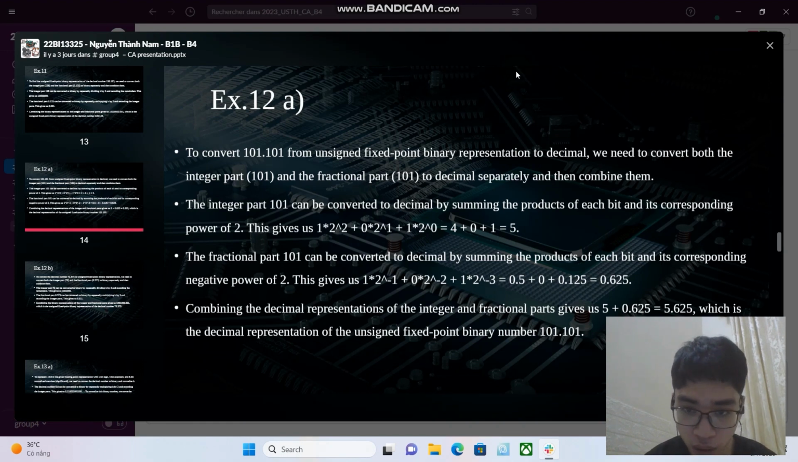Combining the decimal representation of the integer and fractional part gives us 5 plus 0.625 equals 5.625, which is the decimal representation of the unsigned fixed point binary number 101.101.